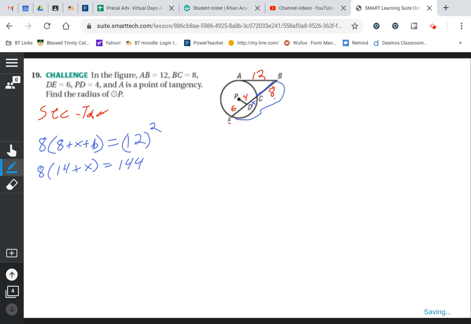So that's 8 times (14 plus X) equals 144. If I distribute, 8 times 14 is 112 plus 8X equals 144. Subtract 112 and you end up with 32. So 8X equals 32, so X equals 4. That tells me that DC is 4.